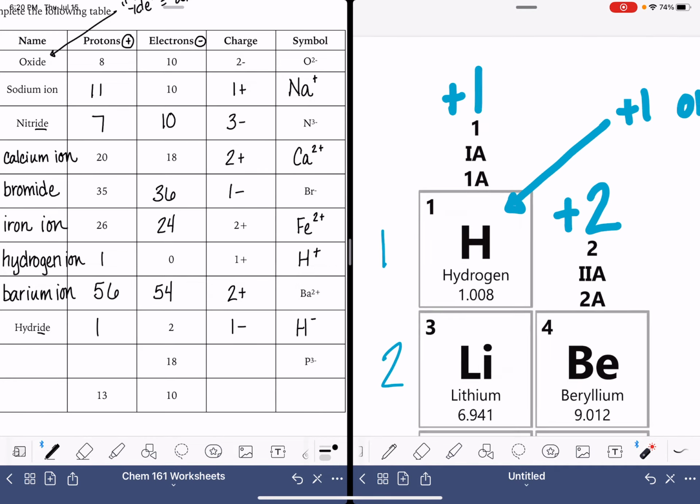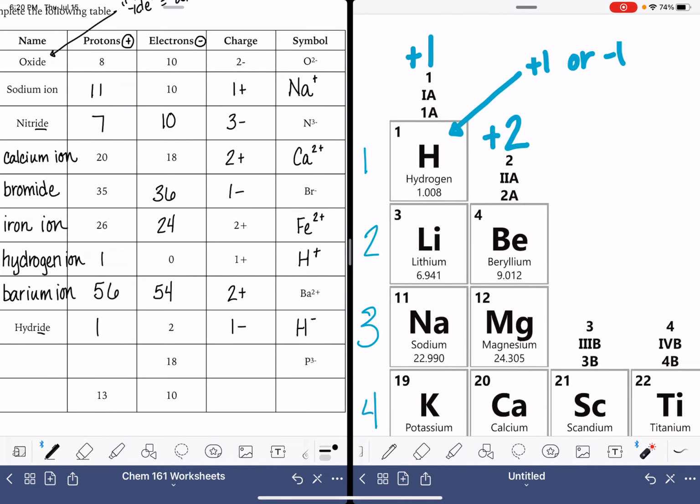Now remember when I was labeling these, I said hydrogen could either be +1 or -1. As far as I know, this is the only element that can pretty easily form either a positive or negatively charged ion. So it's kind of an anomaly that this ion, the negatively charged ion, is definitely the least common form of hydrogen. It's not very common.